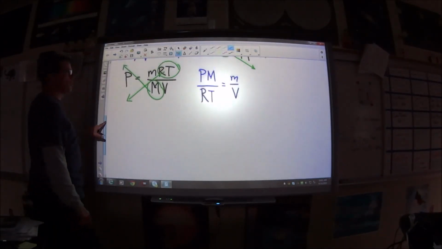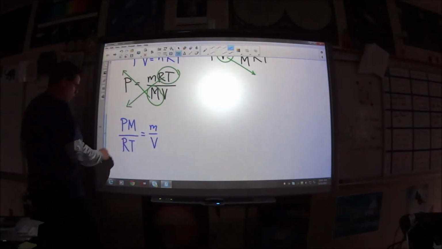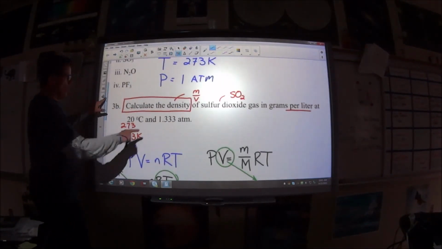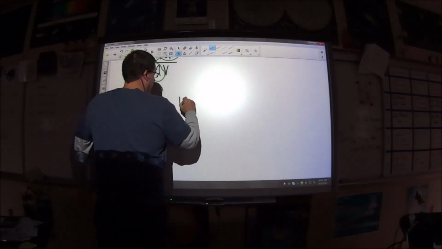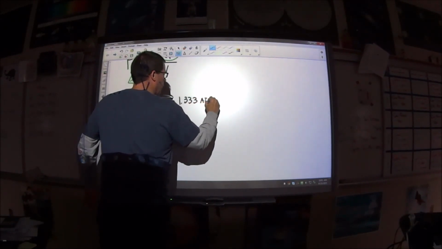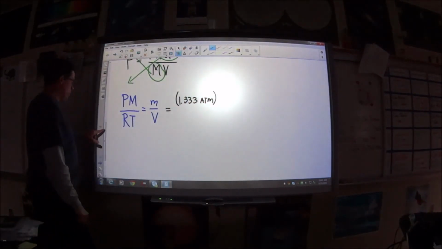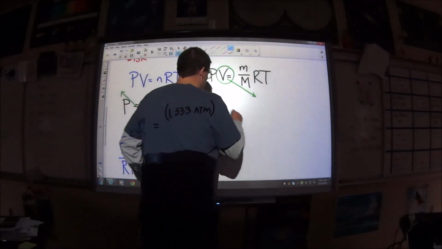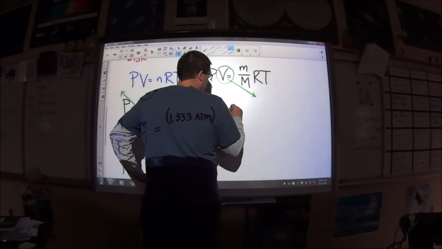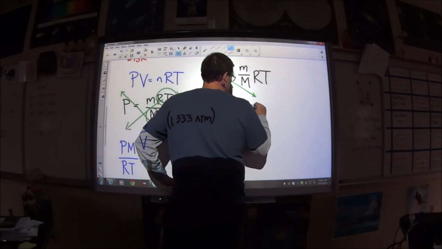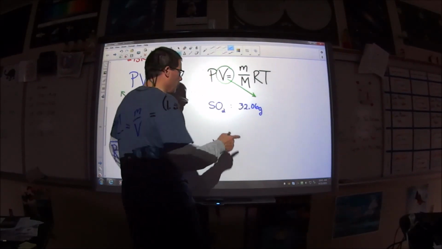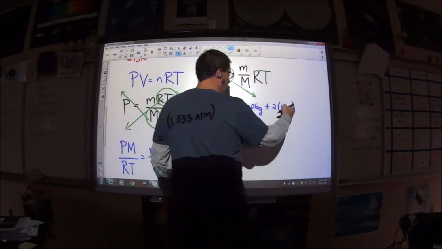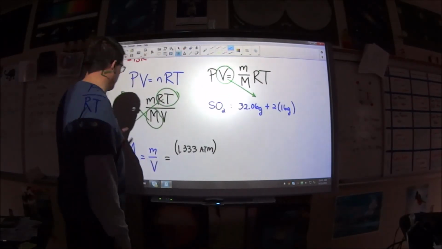Okay. So I'm going to take these and plug in my values. So in this case, my pressure, 1.33 atmospheres. My molar mass is SO2, which I've yet to calculate. So I need to do that. So SO2, so sulfur is 32.06 grams. You get that from the periodic table. I have 2 oxygens, 2 times 16, which is 32. So 32 plus 32 is, that's right, 64.